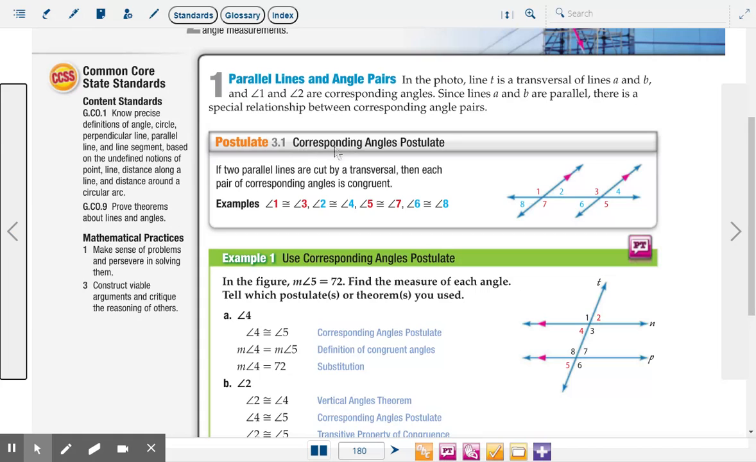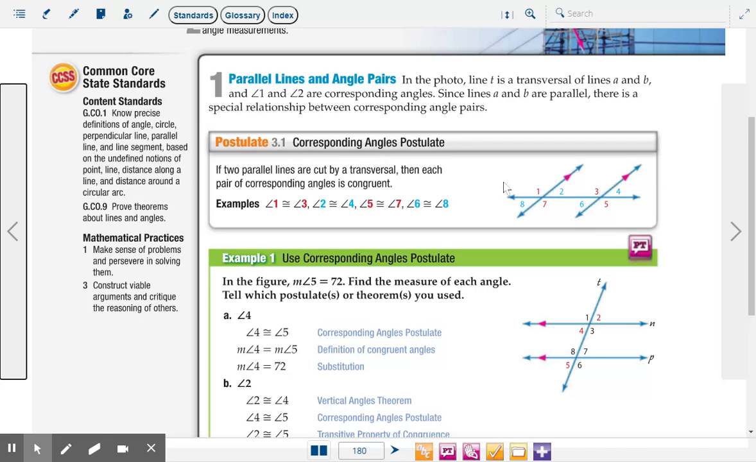If we look, first of all, this is a corresponding angles postulate. So this is not something we prove. This is just something we believe to be true. And it says if two parallel lines are cut by a transversal, then each pair of corresponding angles is going to be congruent. So remember, your corresponding angles, those are angles that are in the same position in the different intersections. So angle 1 is in the upper left of this intersection. Angle 3 is the upper left of this intersection. So 1 and 3 are congruent.